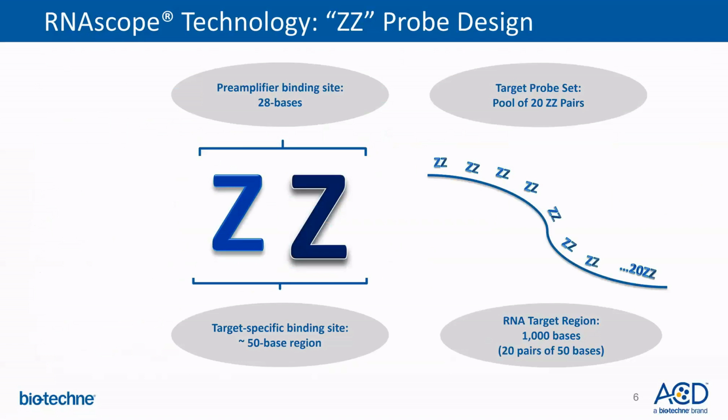An ideal target region for an RNAscope probe would be 1,000 bases in length, which would constitute 20 double-Z pairs, which would be 50 bases each.